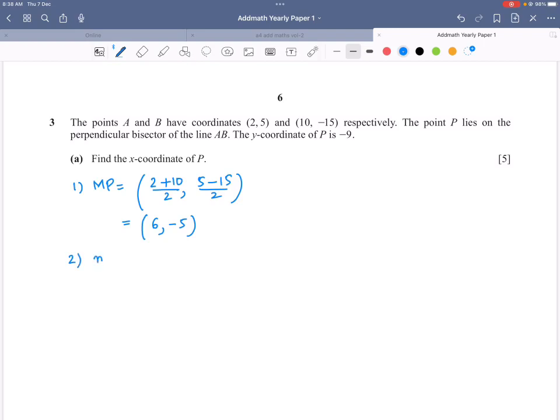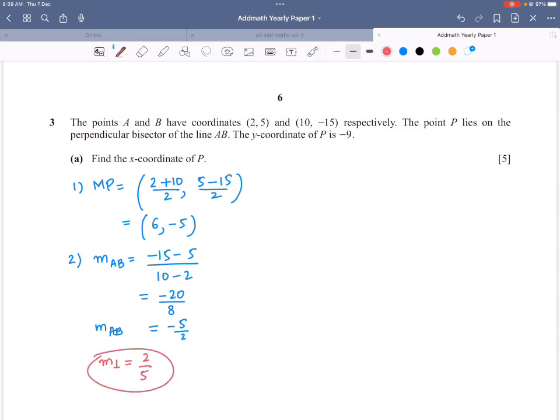Second step, find the gradient of AB. So the gradient is y2 minus y1 over x2 minus x1. Minus 15 minus 5 is minus 20, 10 minus 2 is 8. So that will be minus 5 over 2. That is the gradient of AB. The gradient of the perpendicular will be the negative reciprocal. That means it's 2 over 5. That is the gradient we need to use afterwards.